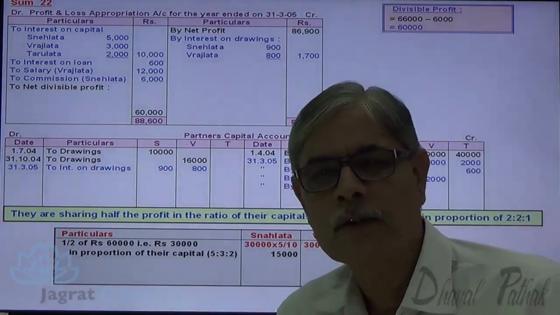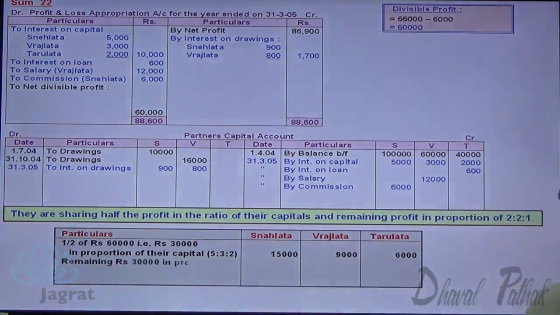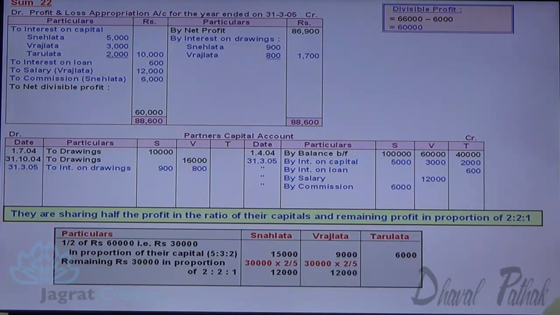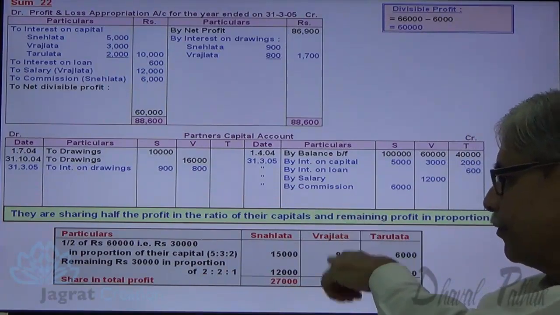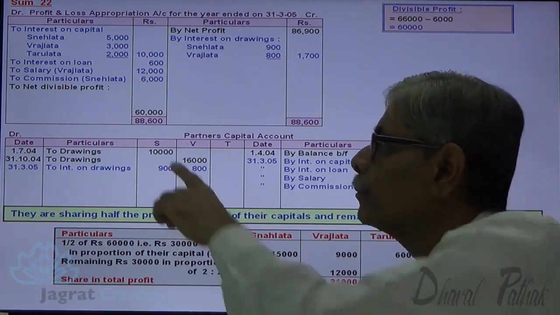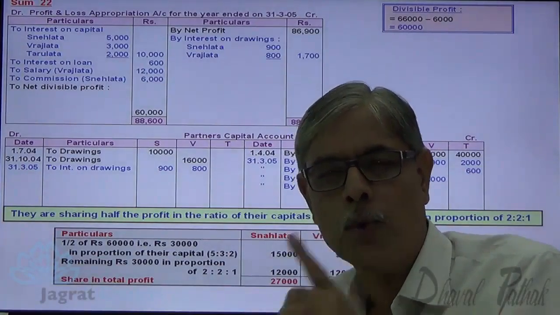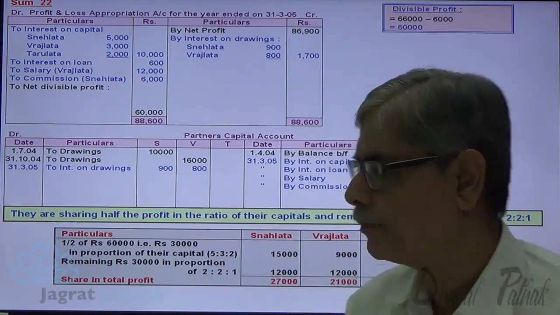Now the balance half is also 30,000. That will be distributed in the ratio of 2:2:1. So balance half is to be distributed in the ratio of 2:2:1. 30,000 into 2 by 5, 12,000. 30,000 into 1 by 5, 6,000. So total profit Snehal Datta gets is 27,000, Vrat Datta 21,000 and Tarun Datta 12,000. This is the distribution of profit. Profit and loss appropriation account debit to partner's capital account credit is the entry for the profit.